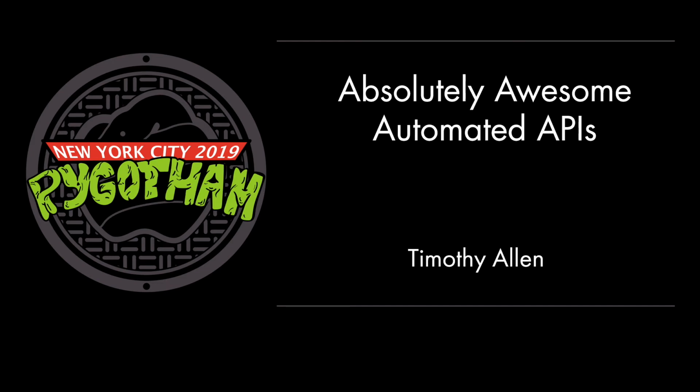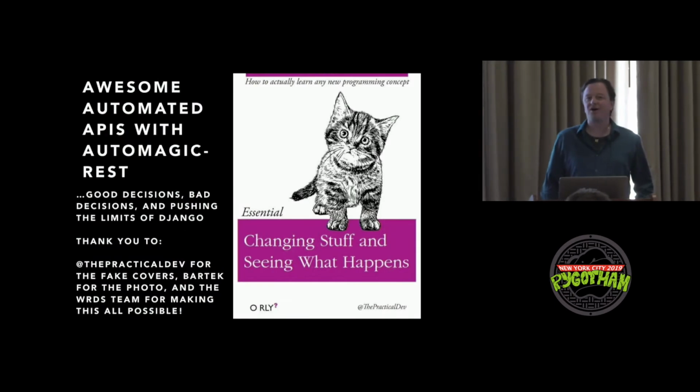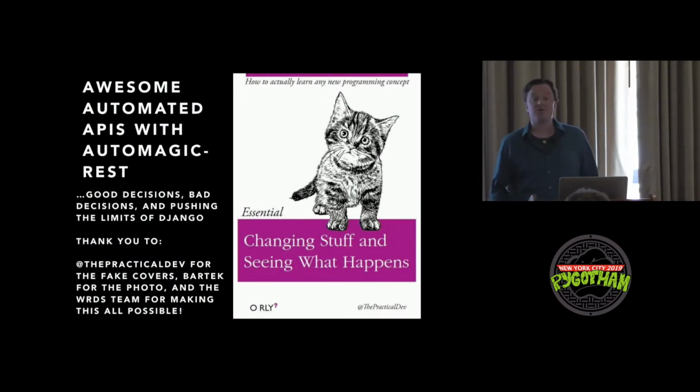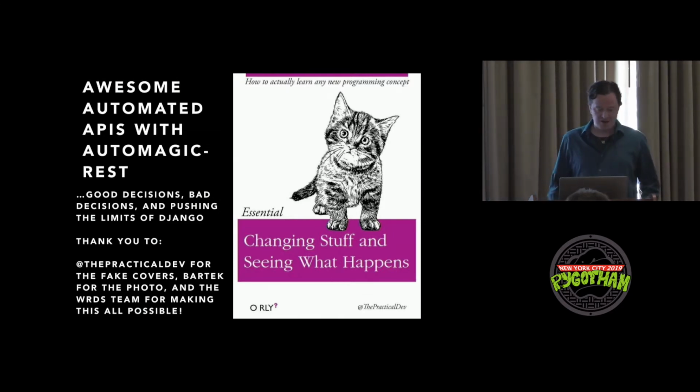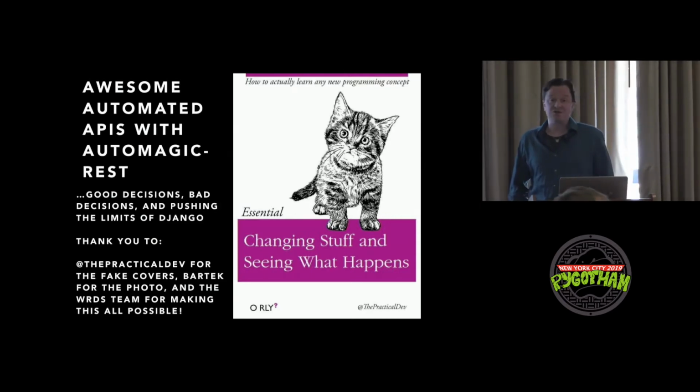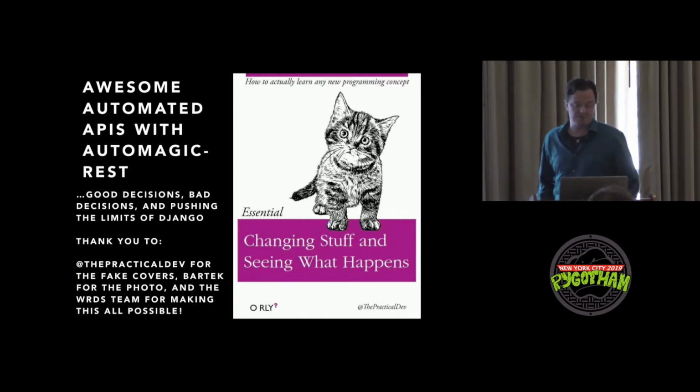I've actually slightly tweaked the title of this talk since I submitted it to be Awesome Automated APIs with Automagic REST. And we'll get into why that change has happened a couple slides down the road. So we'll go through some good decisions, some bad decisions, and how we push the limits of Django through this talk.